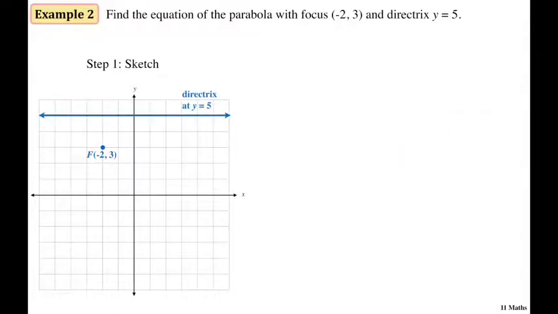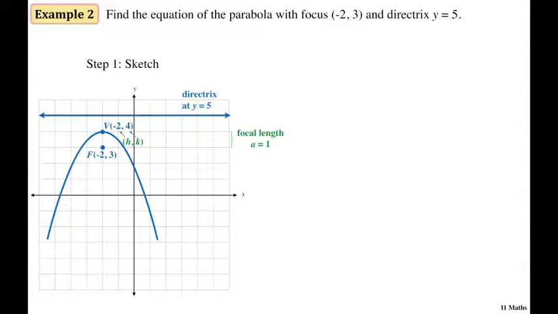Directrix is 5, which means the vertex needs to be halfway between the focus and the directrix. So there it would be there. It has to be somewhere along that line and halfway. So it's there. That point there would be the point negative 2, 4. I know it opens downwards. What's the equation? Okay, before we do that, I've got to figure out a. a is the distance from the vertex to the focus, which will be 1 unit.